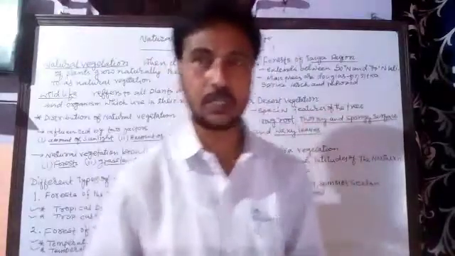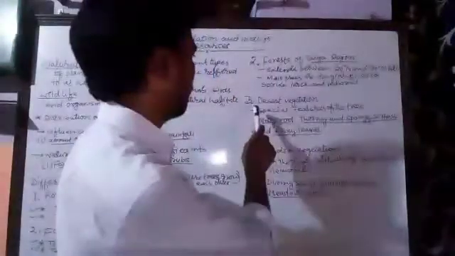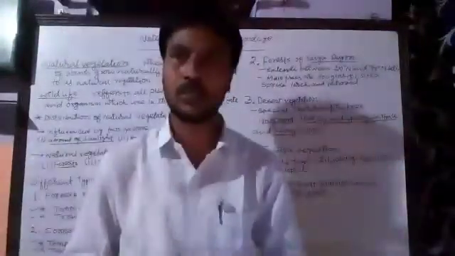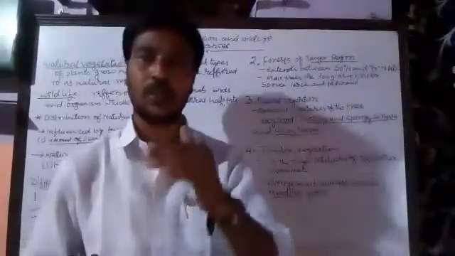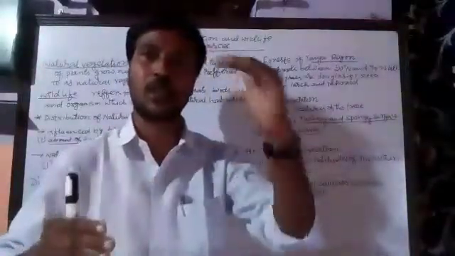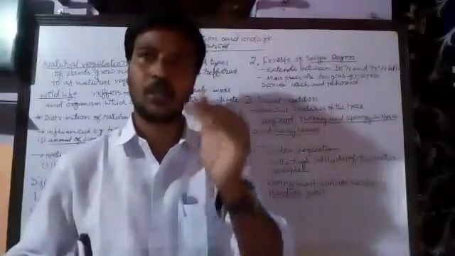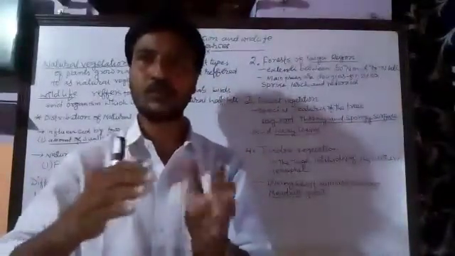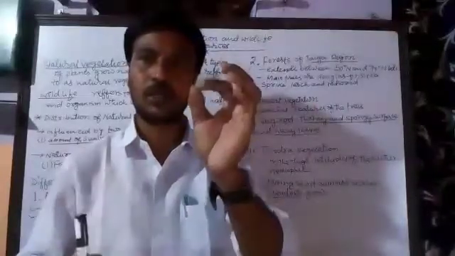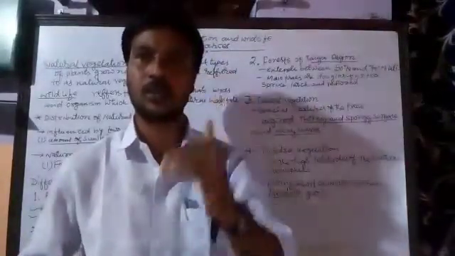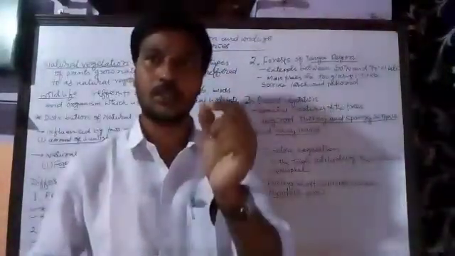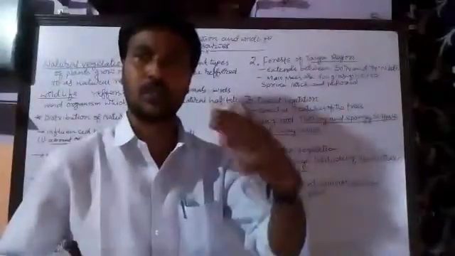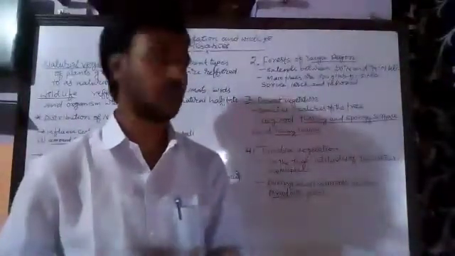Next we are coming to the desert vegetation. Desert vegetation is found in the desert area where the temperature is high and the rainfall is very low. Rainfall is less than 50 centimeters, and the temperature is high. In the desert areas, this desert vegetation is found. In India we have desert vegetation in parts of Rajasthan and the Thar desert.